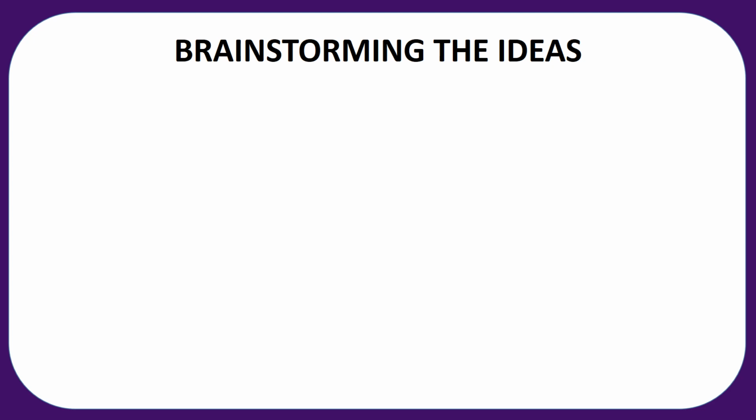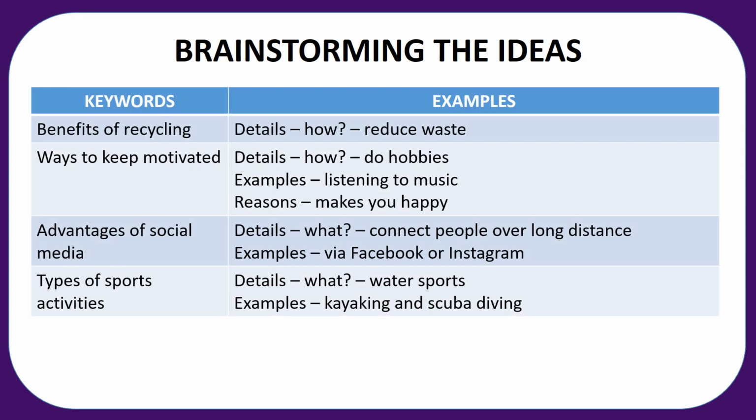How can we brainstorm ideas for essays? Remember, for essays, I mentioned earlier that there are a few keywords like benefits, ways, advantages, or disadvantages, as well as types of something. Okay, if you are talking about benefits, then we can go into more details. We can ask the question how. How can it benefit us? For example, if we do recycling, then how can we benefit from it? It will reduce waste.